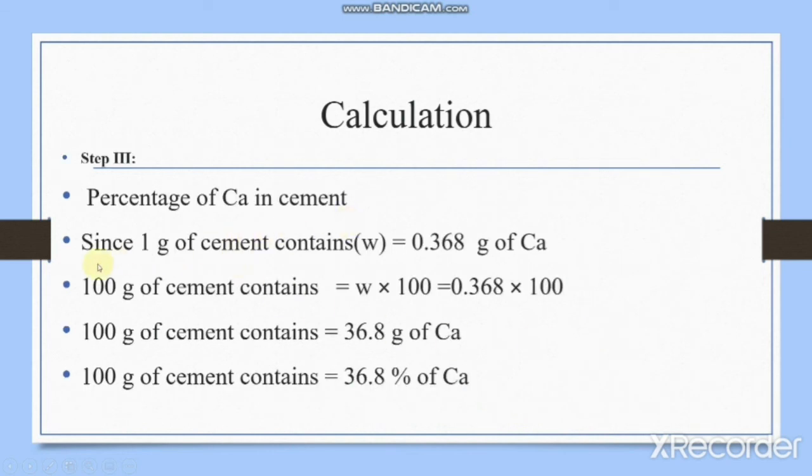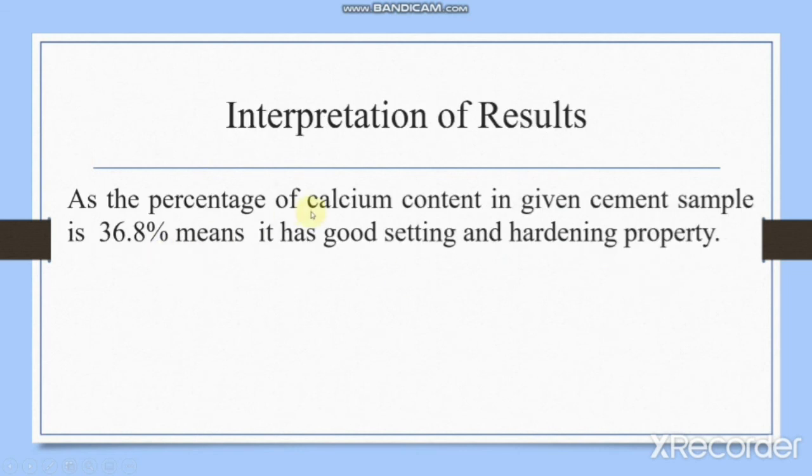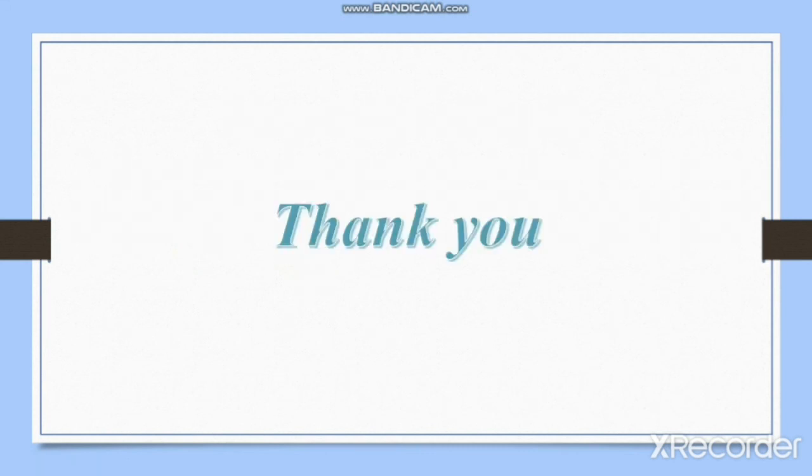Percentage of calcium in the cement. Since 1 gram of cement contains 0.368 gram of calcium, 100 gram of cement contains 0.368 into 100, that is 36.8 gram of calcium, meaning the percentage of calcium in the cement sample is 36.8. Result: the percentage of calcium content in the given cement sample is equal to 36.8%. As the percentage of calcium content in the given cement sample is 36.8%, it has good setting and hardening property. Thank you.